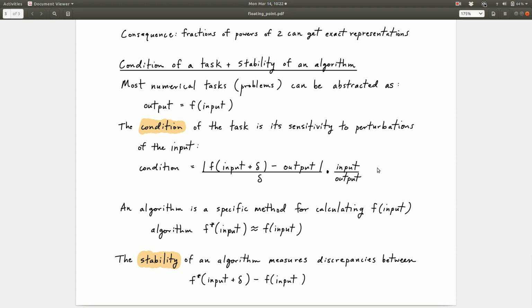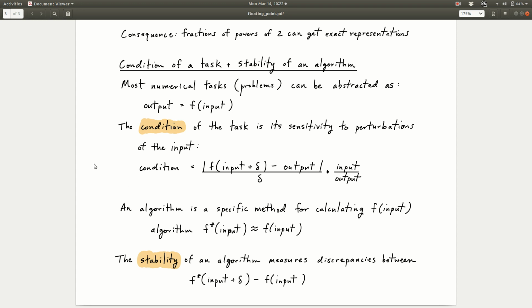So some problems are well conditioned, some problems are poorly conditioned. If a problem is well conditioned, that means that the output doesn't change much based on perturbations of the input, or in other words, this derivative is small. If it's poorly conditioned, that means the output changes a lot based on perturbations of the input.